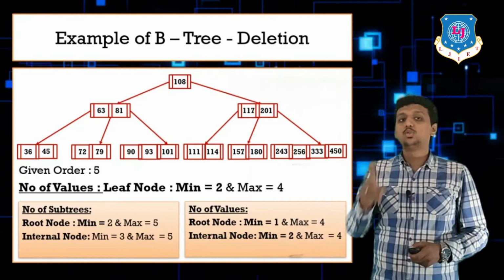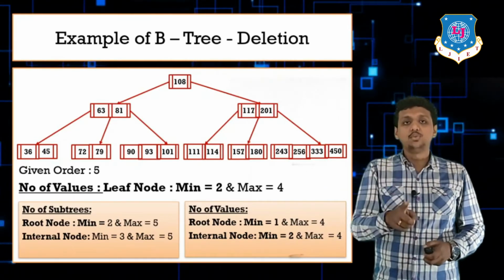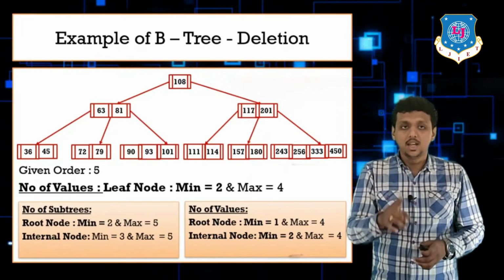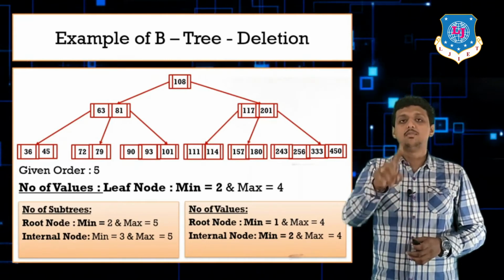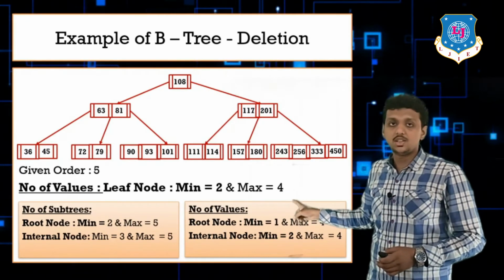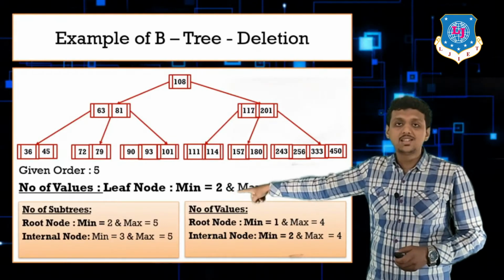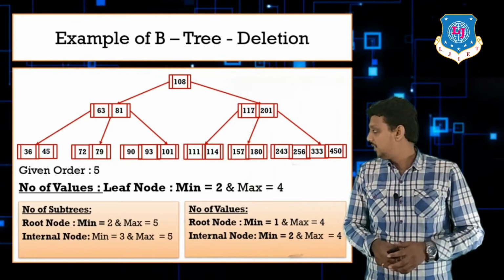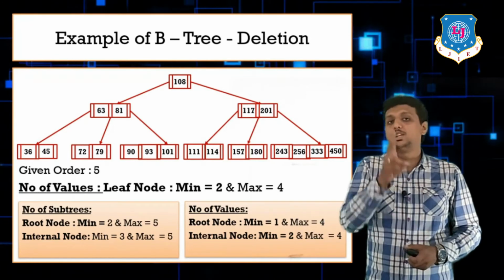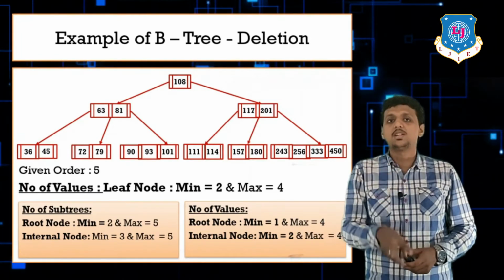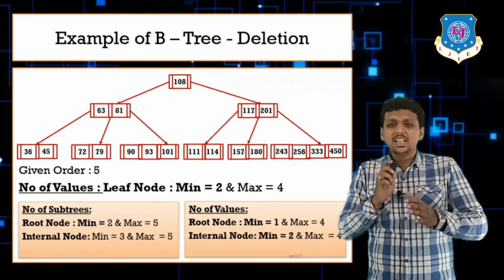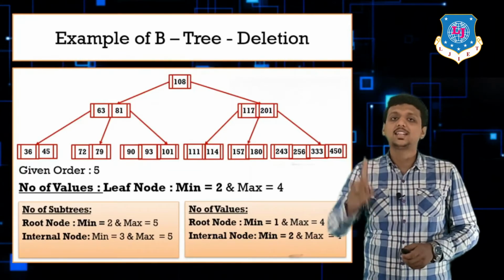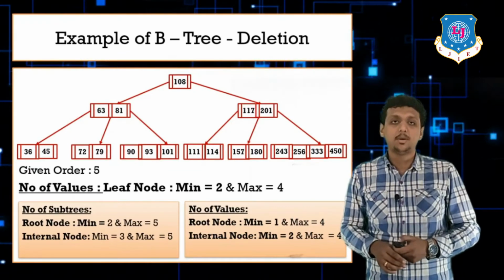Now, what about the root node and internal nodes? The leaf node contains minimum values 2, the root node contains the minimum value 1, and the internal node contains minimum values 2. Check out over here: we have the subtrees, so just subtract 1 from the subtrees and you will get your minimum number of values. At the root node the minimum is 1, and for internal and leaf nodes we must have minimum values 2. So in any case during deletion, if your node violates these rules, then you have to apply those cases. So let's begin with the deletion operation.